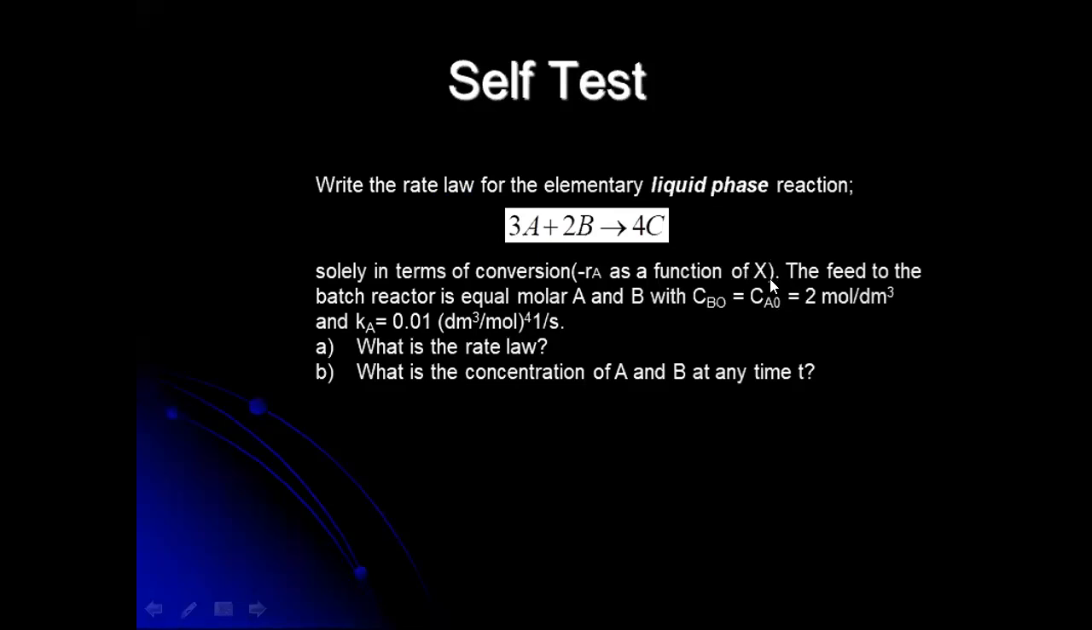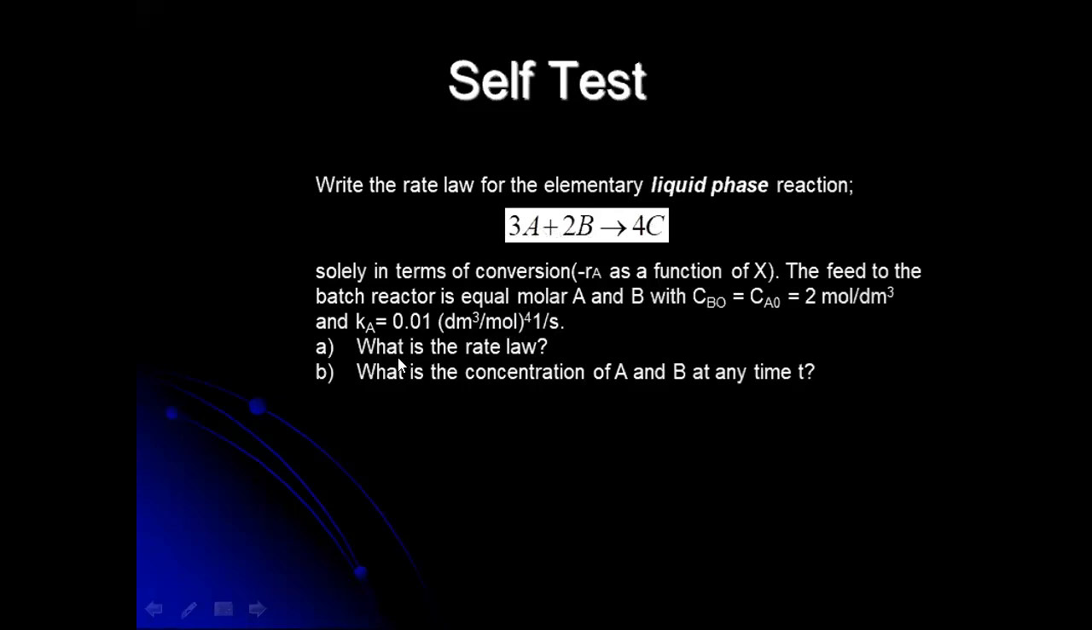X here is conversion. The feed to the batch reactor is equal molar A and B, meaning equal moles of A and B are being fed into the reactor, with the initial concentration of A and B being equal to 2 moles per decimeter cube, and you are given this rate constant which is 0.01 decimeter cube per mole raised to 4 per second. Now, I think you know already why this one is raised to 4 per second: if this is an elementary reaction, the rate law will solely be based on the stoichiometric equation.